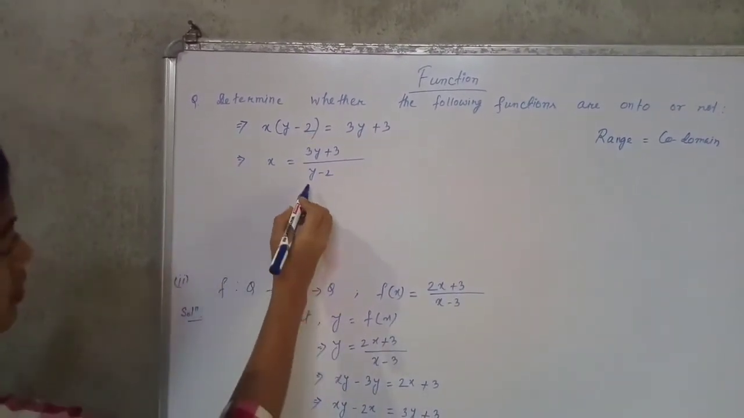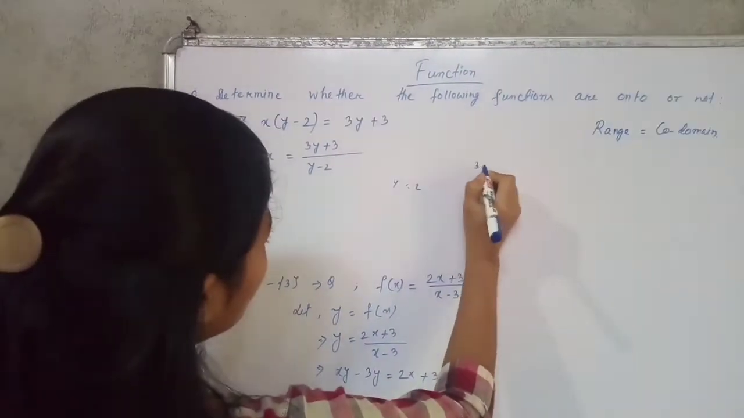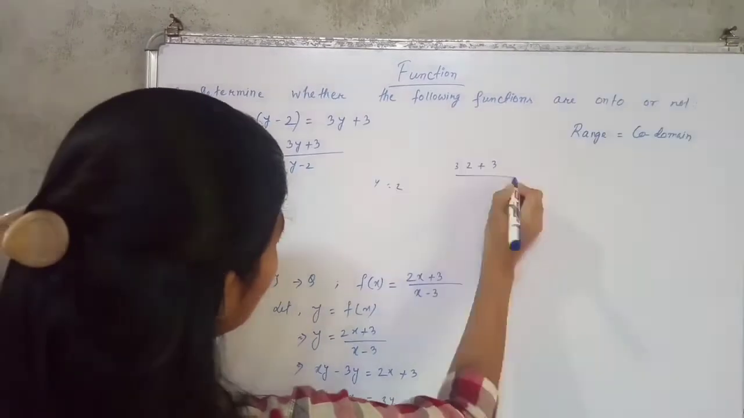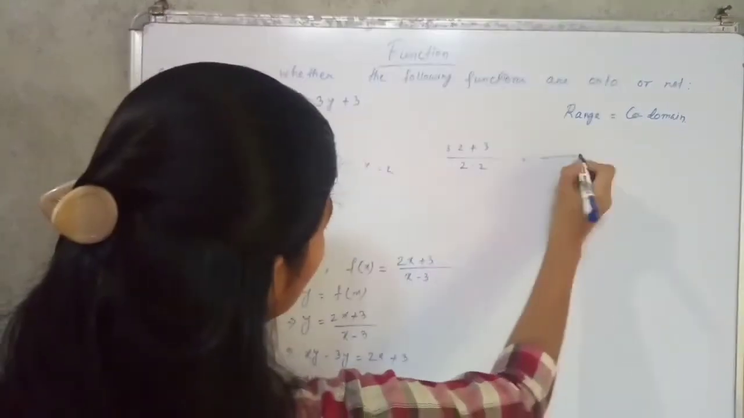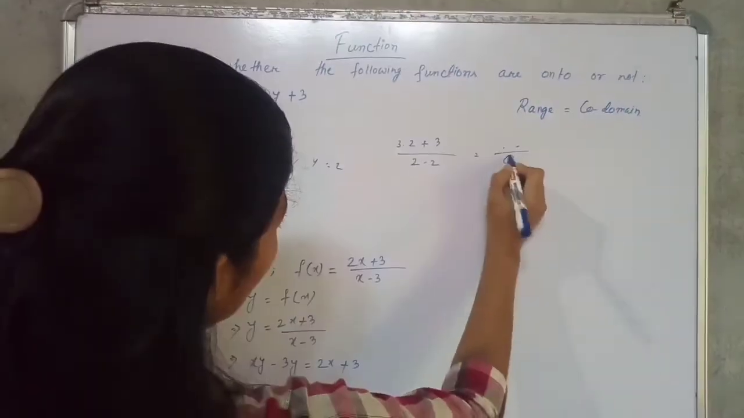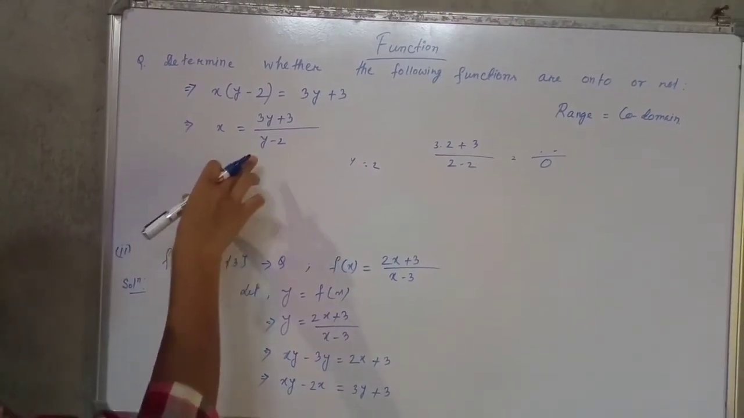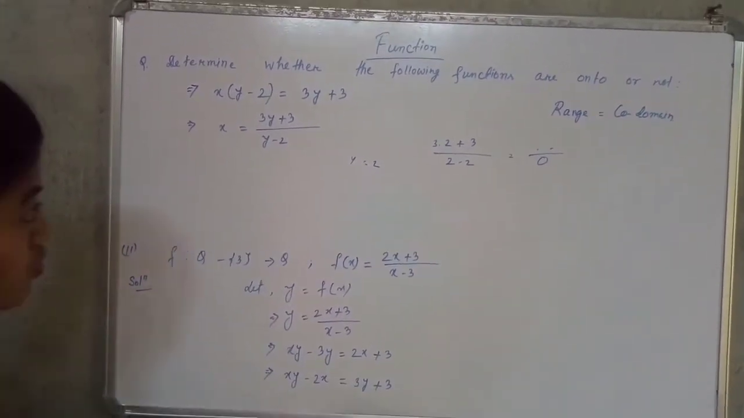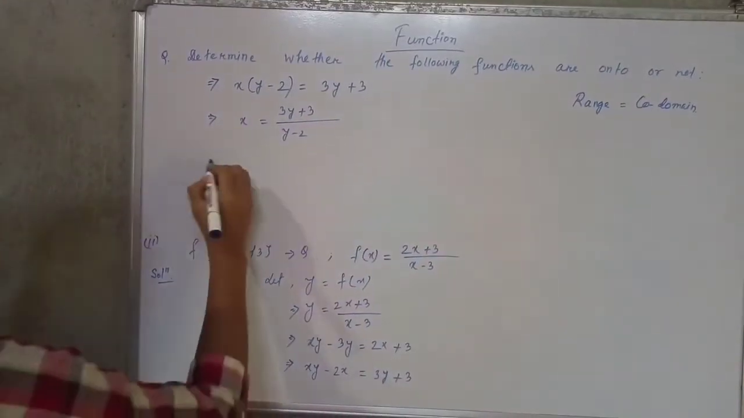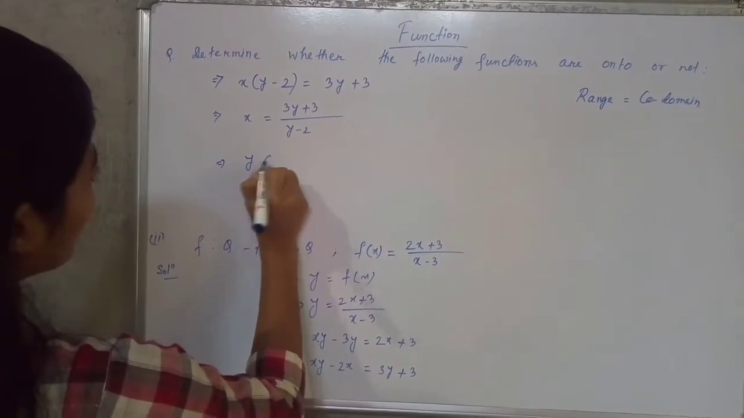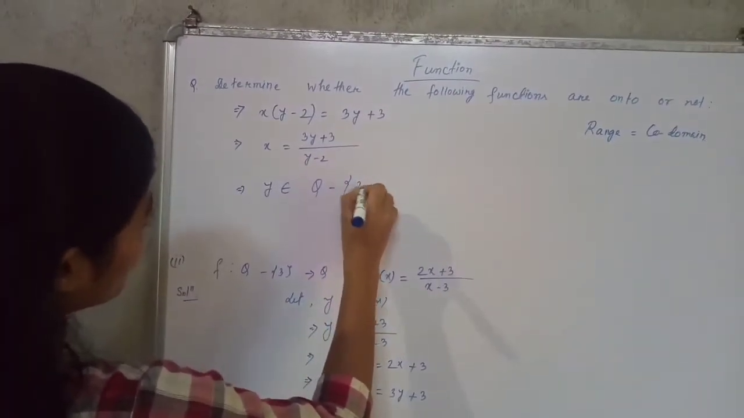Because whenever we take y equal to 2, then we will get 3 into 2 plus 3 divided by 2 minus 2, and 2 minus 2 is equal to 0. That means this will be not defined. Therefore, we have to take y not equal to 2. Therefore, here y belongs to Q minus 2.